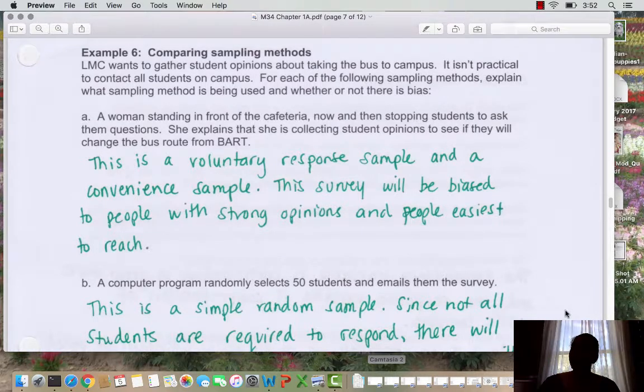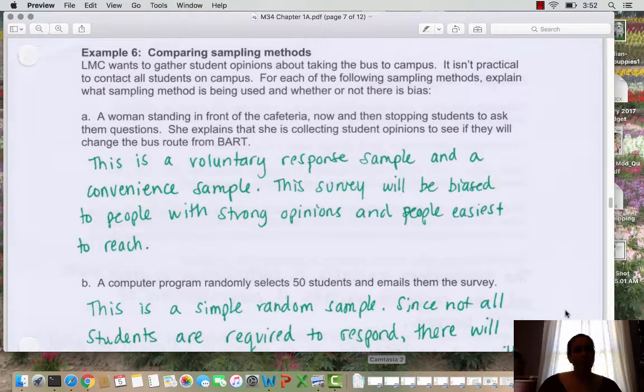So example 6 asks us to compare sampling methods. We're told LMC wants to gather student opinions about taking the bus to campus. It isn't practical to contact all students on campus, right? They wouldn't all respond. For each of the following sampling methods, we want to explain what sampling method is being used and whether or not there is a bias.